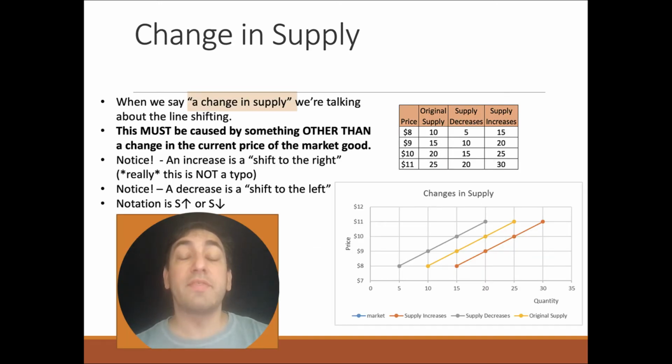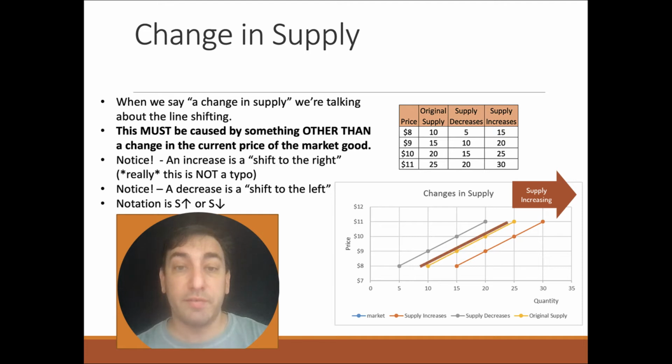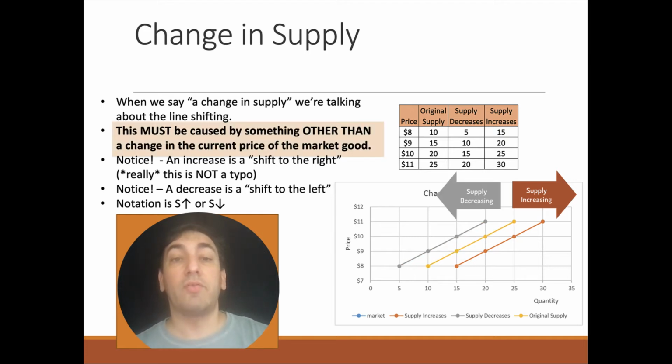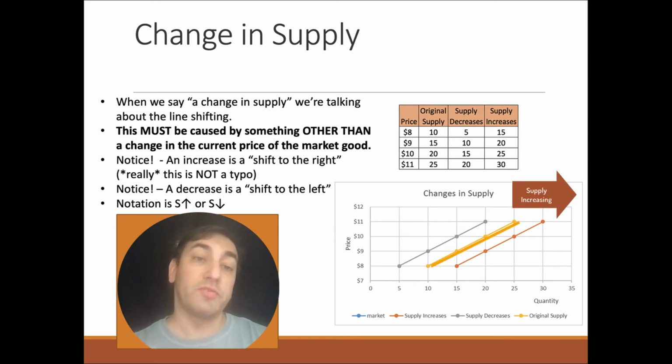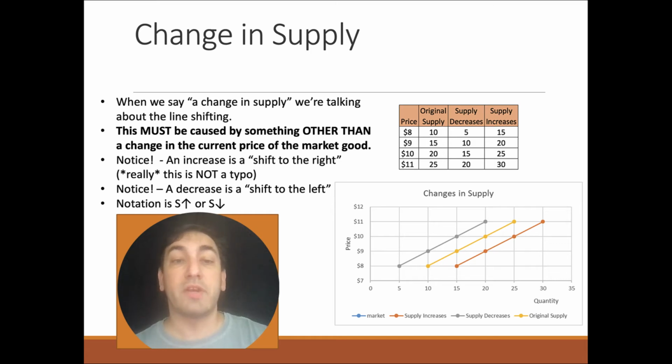So when we say that there's a change in supply, we are talking about the entire line shifting. It's got to be something caused other than the change in the price of the market good, because we know when we change the price of the market good, we have a change in quantity supplied. So it's got to be for something else. We already covered one of them. It could be that there are more sellers. As more sellers enter the market, the supply curve is going to shift to the right.